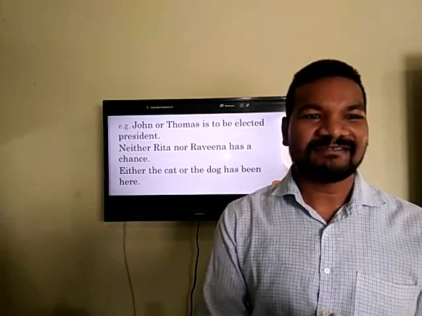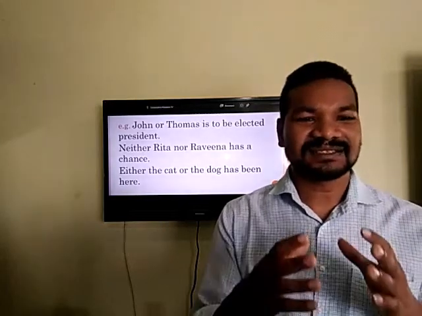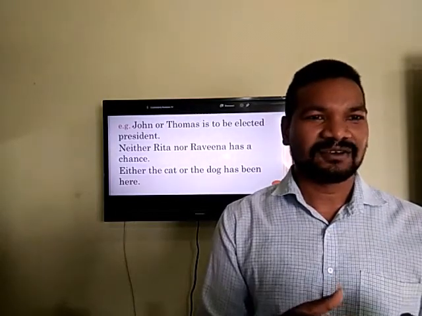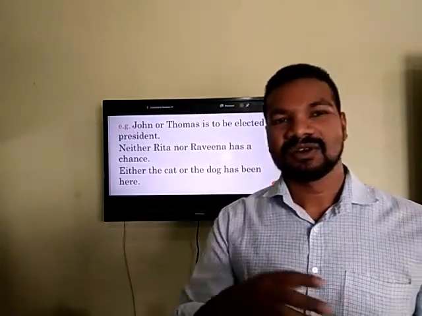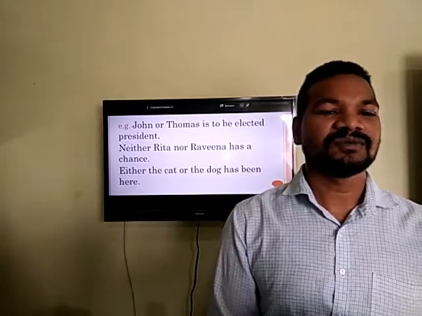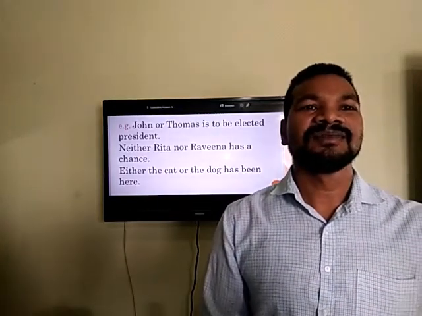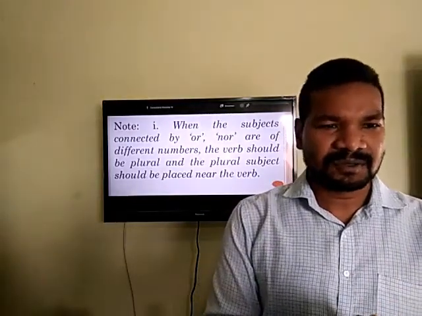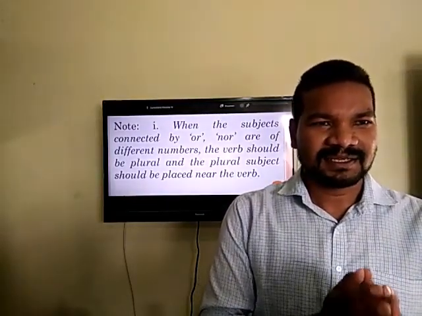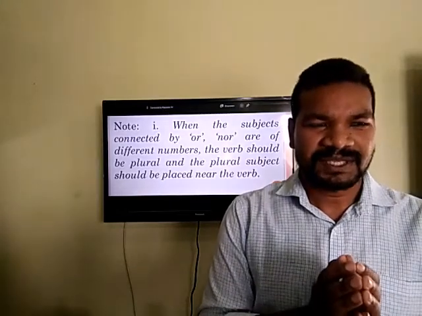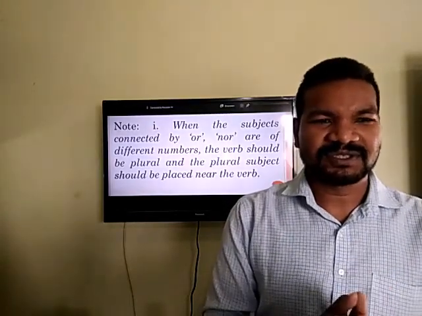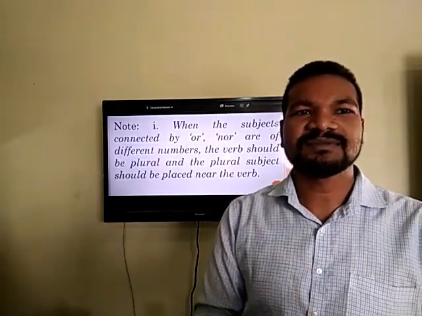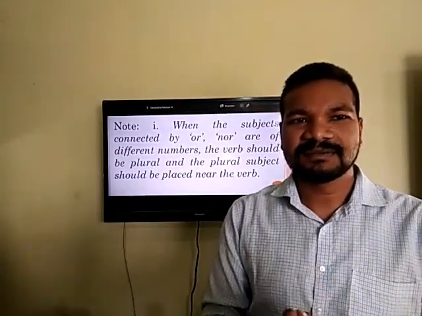If we use "have," it is wrong because it is referring to a single subject, either the cat or the dog. So therefore we have to use the singular verb "has." We have seen the rule. We need to note when we have to use the singular subject or singular verb.